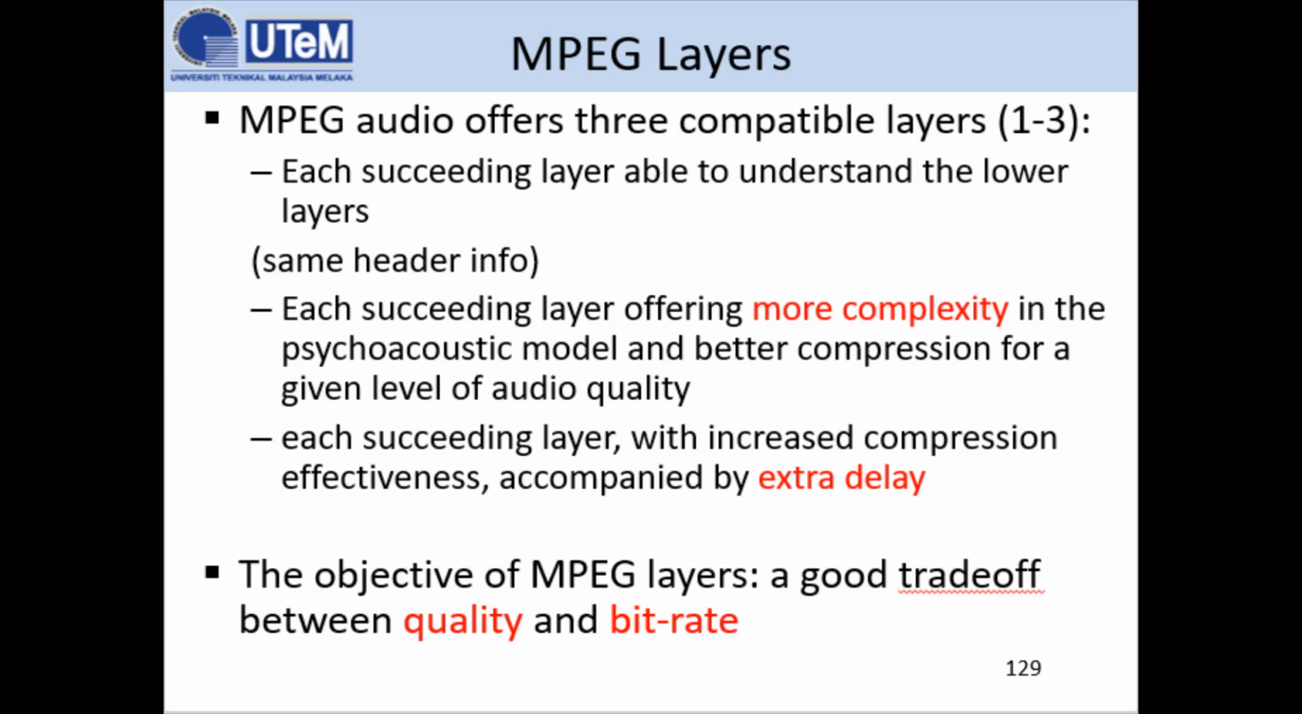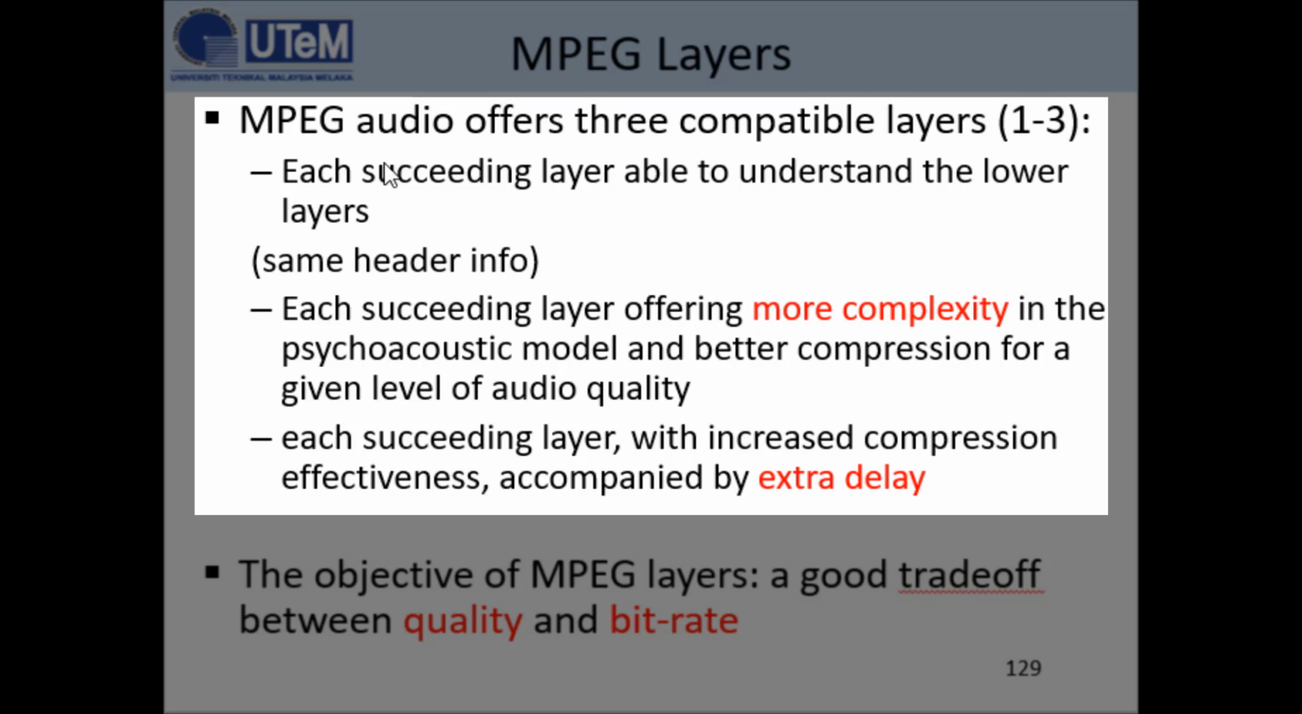So MPEG audio offers 3 compatible layers: layer 1, 2, 3. And the MPEG standards actually represent 3 different aspects of multimedia: video, audio, and system. So MPEG audio forms the audio component. Each layer is able to understand the lower layer, or we call it downward compatible. Each succeeding layer offers more complexity in the psychoacoustic model, and hence it offers better compression for a given level of audio quality.